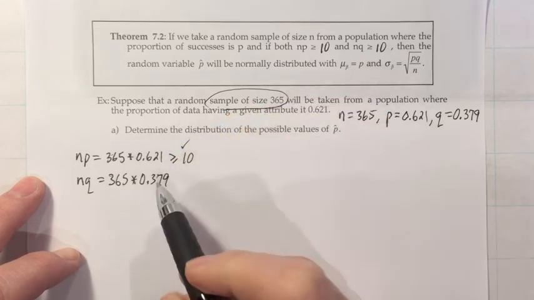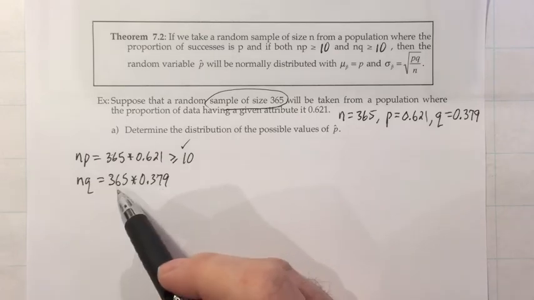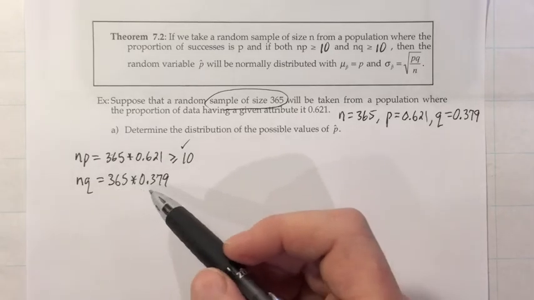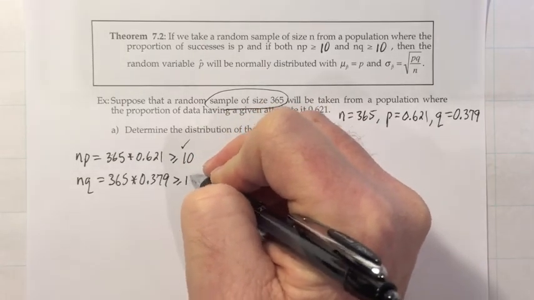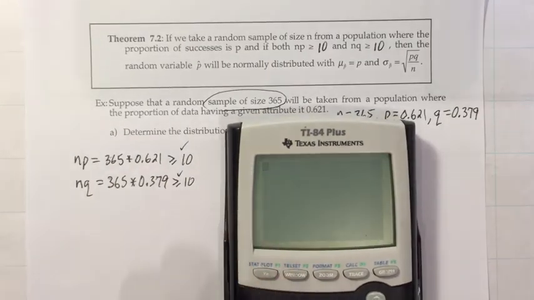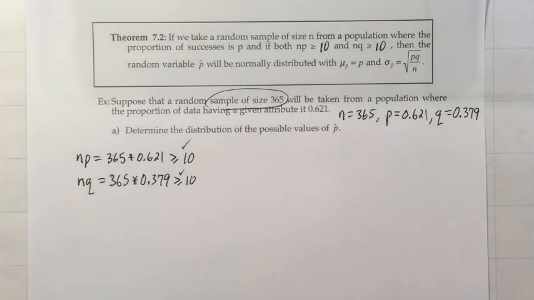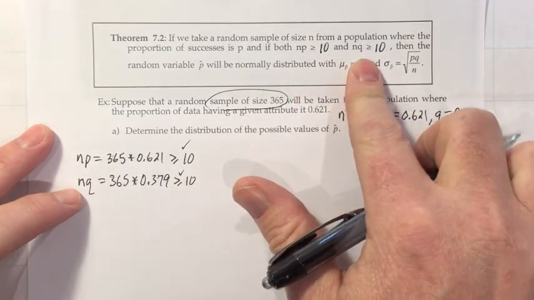Now this is going to be a smaller answer because we're multiplying by something smaller, but 0.379 is bigger than a third, and a third of 365 would be 120 something, so certainly over 10. So I'm going to argue, even without my calculator, that both of those are met, but we can double check them real quick. 365 times 0.621 is 226, definitely over 10. 365 times 0.379 is 138, definitely over 10. So we've met the requirement of Theorem 7.2 of np and nq both being over 10.